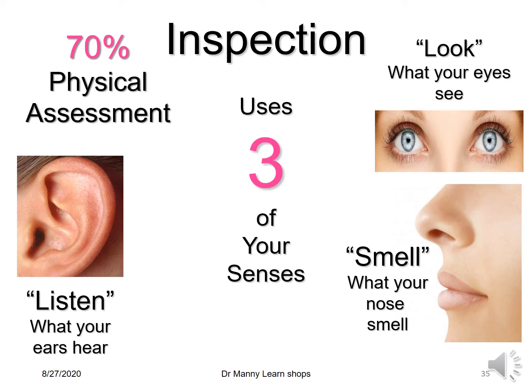And as I indicated earlier, if you don't know what normal is, you won't see anything. If you don't know that a stridor is something that is an abnormal sound, then you won't hear anything. So inspection is the first physical assessment tool where you use all three of your senses. What you see, what you hear, and what you smell.